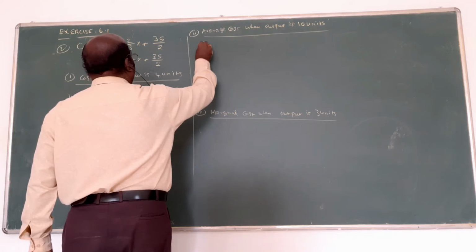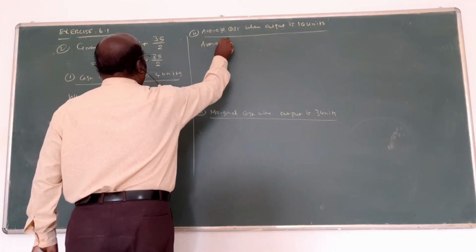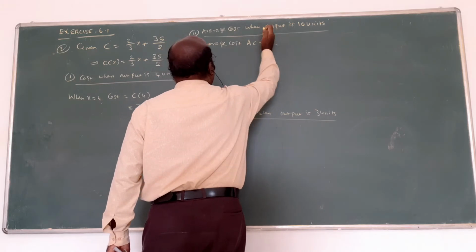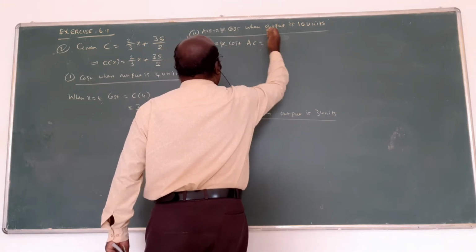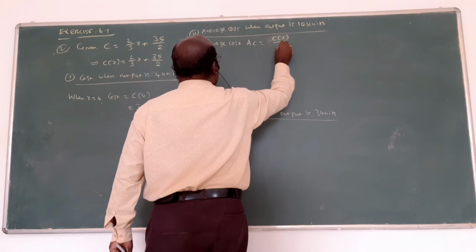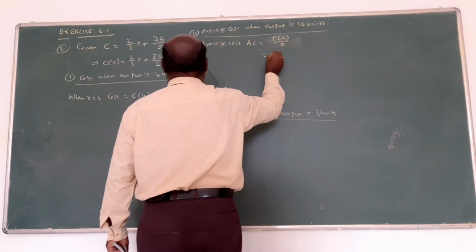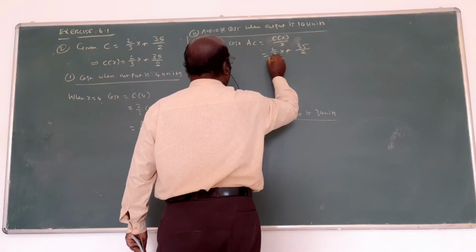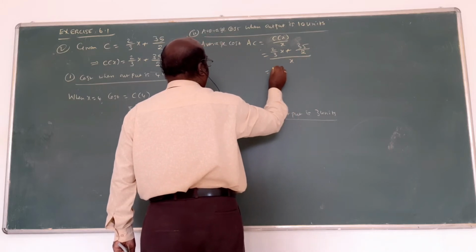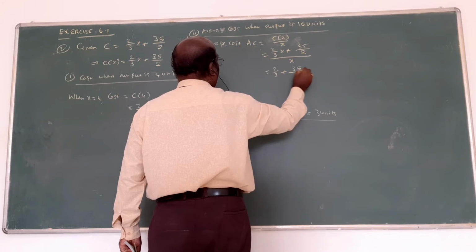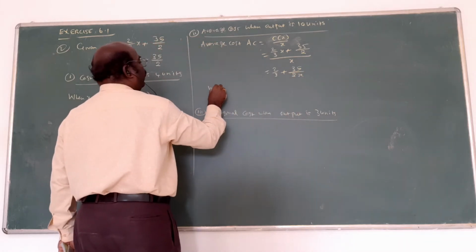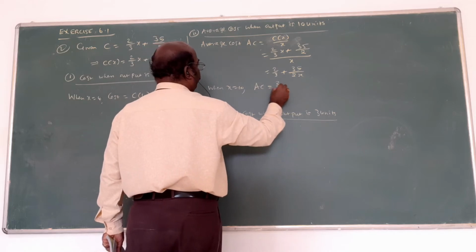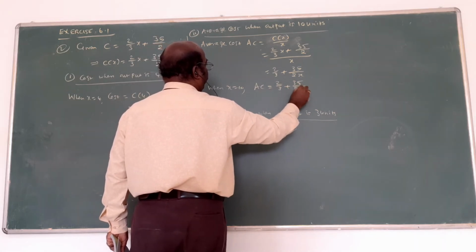Next one, average cost when output is 10 units. First you find the average cost AC. What is the formula? C of x by x is the formula. Now what is given? 2 by 3 x plus 35 by 2. Now divide by x, x is cancelled: 2 by 3 plus 35 by 2x. When x equals 10, average cost is equal to 2 by 3 plus 35 by 2 into 10.